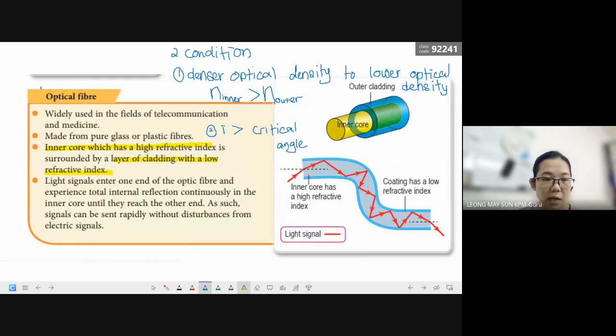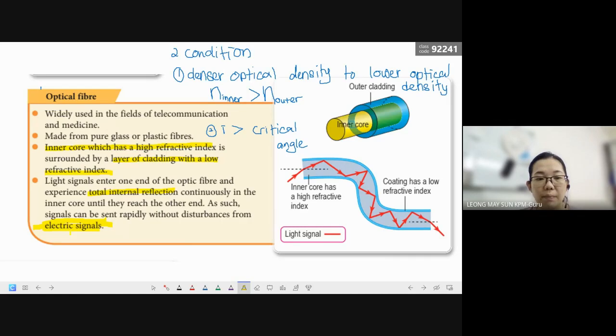So when the light signals enter one end of the optic fiber, or fiber optics, and experience total internal reflection, it will keep on bouncing continuously in the inner core until it reaches the other end. The other end could be very, very far. It could be a few meters, it could be a few thousand kilometers. As such, signals can be sent rapidly without the disturbance of electrical signals, because electrical signals are due to electricity. Later on in Form 5 you will learn that electricity needs a conductor.